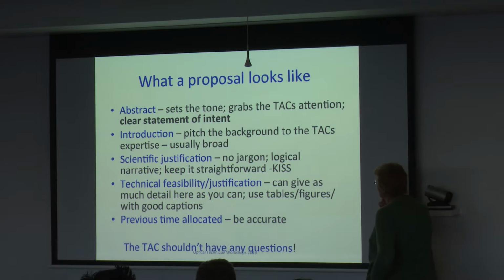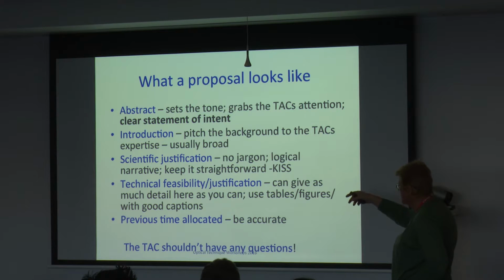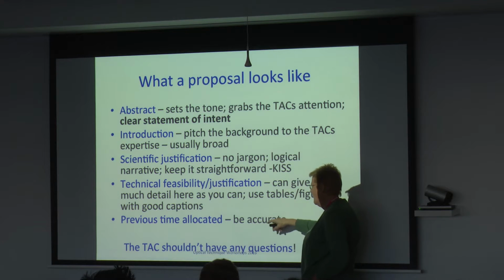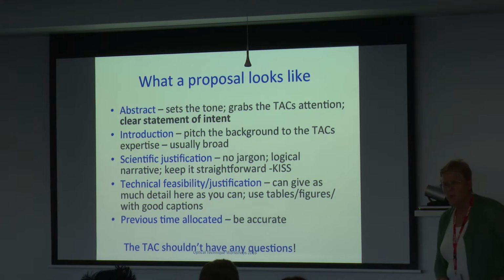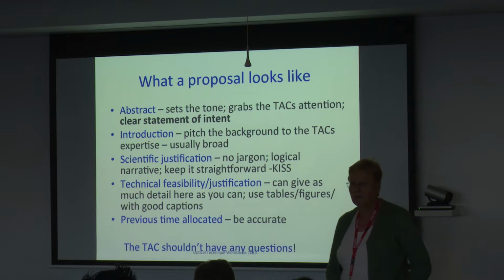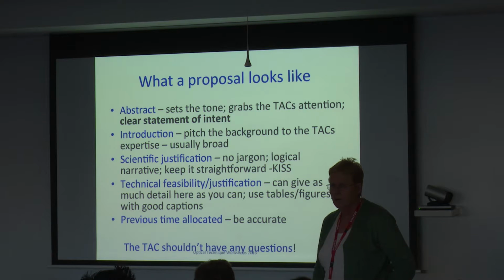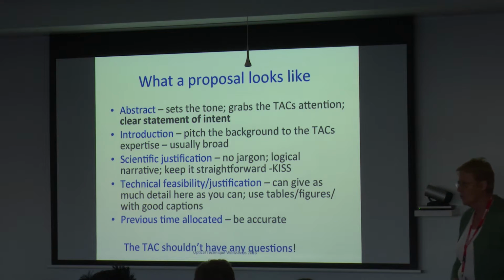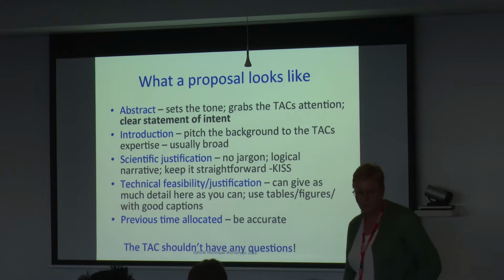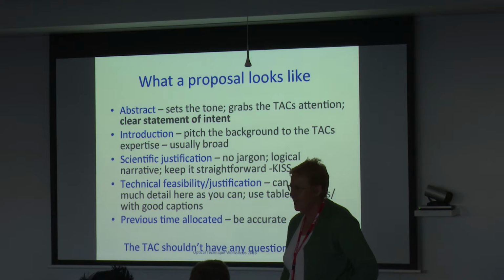Okay, so what does a proposal look like? Roughly, and again, this is pretty generic everywhere, there's an abstract, an introduction, scientific justification, some sort of technical feasibility or justification, and the previous time allocated. So just going through these: when a proposal comes to the TAC, you could be reading, and when I have done HST, I have read on occasions more than 150 proposals, okay? If I'm reading 150 proposals, the abstract really has to be good.